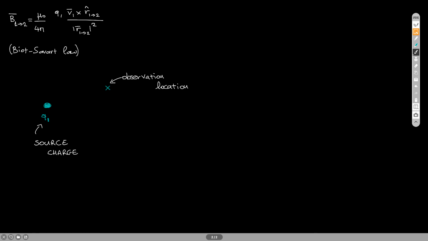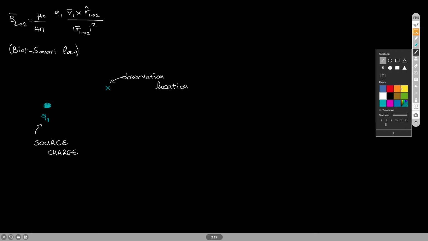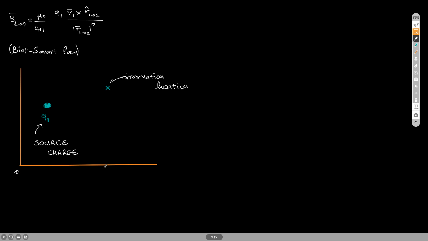Now, I do need to define a coordinate system. So let's say this is the x and that'll be the y. Zero, x, y, and I cannot show the z, it will go out of the board. Now, I have a number of things here. It is true that using the Biot-Savart law for a single moving charge is not easy.